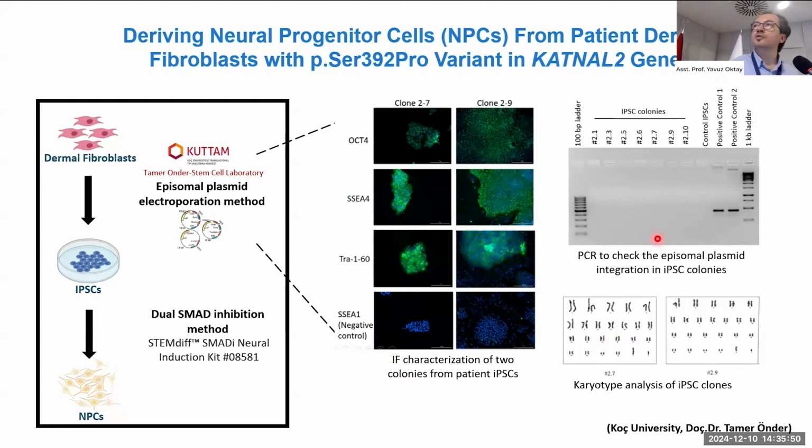Then you also need to make sure, if you remember from the previous slides, that there's no integration into the genomic DNA. So confirming that there is no integration of these episomal plasmids into the genome as expected. And you also need to perform karyotype analysis, because it's not an uncommon observation that some of these clones can really have karyotypic abnormalities.